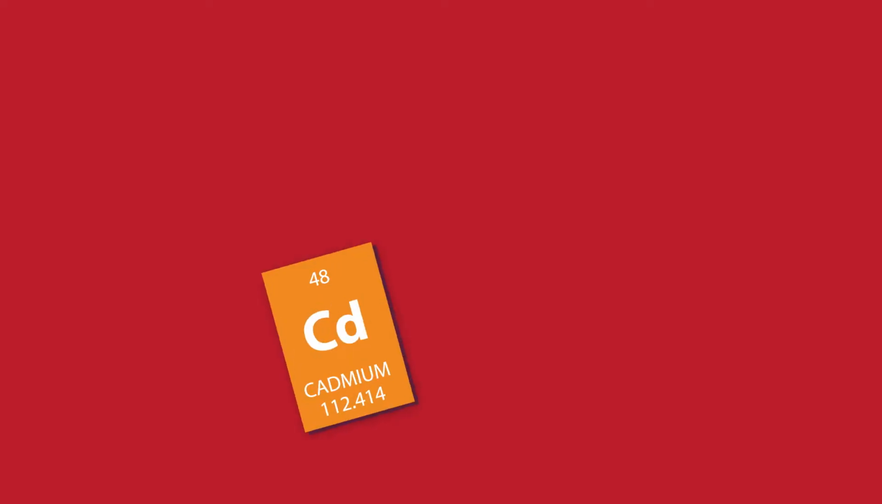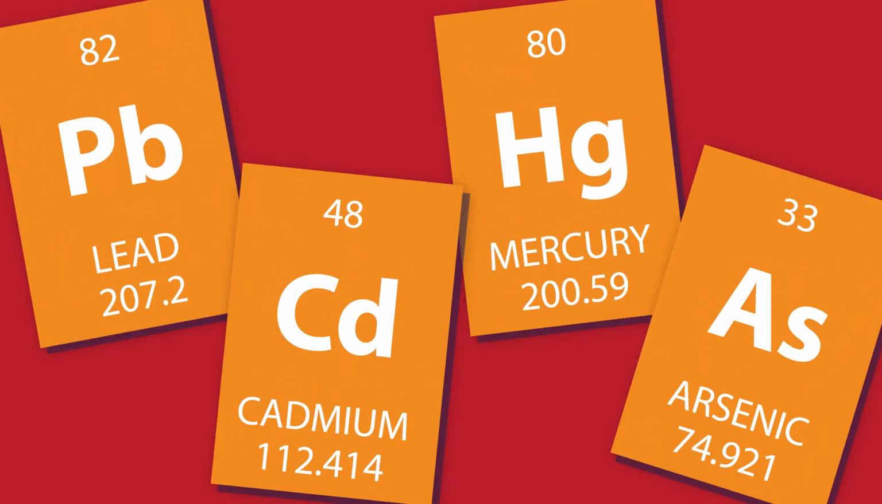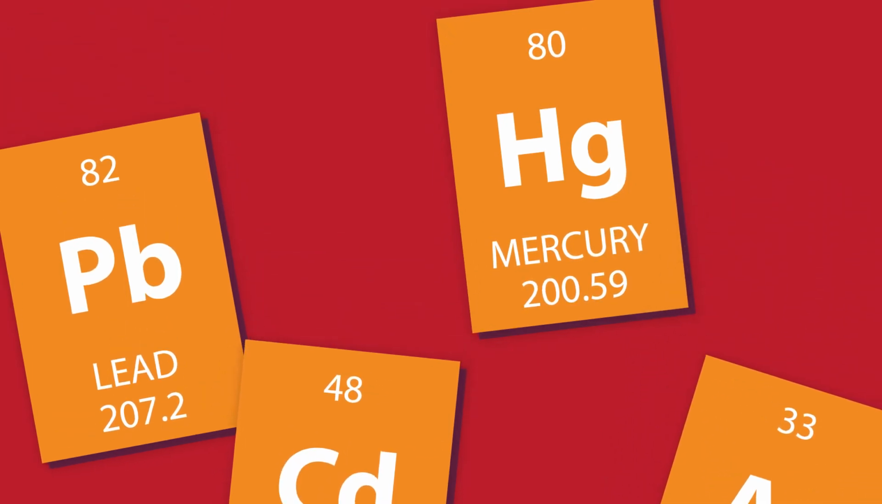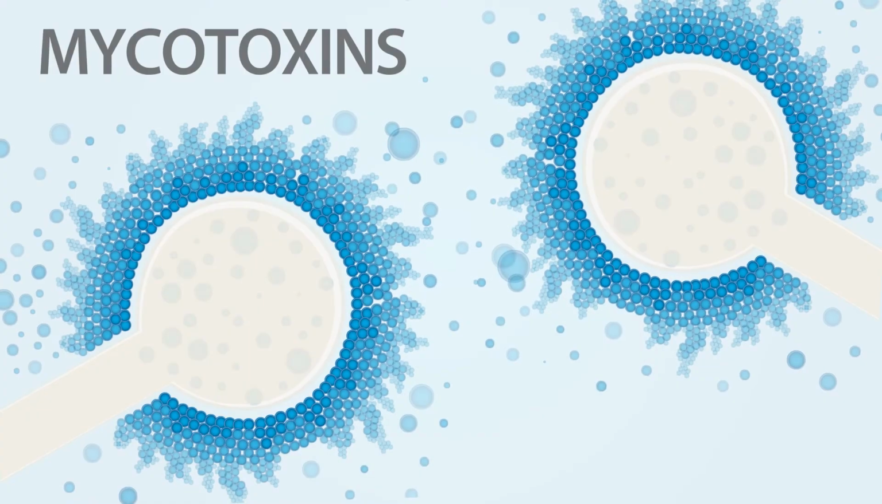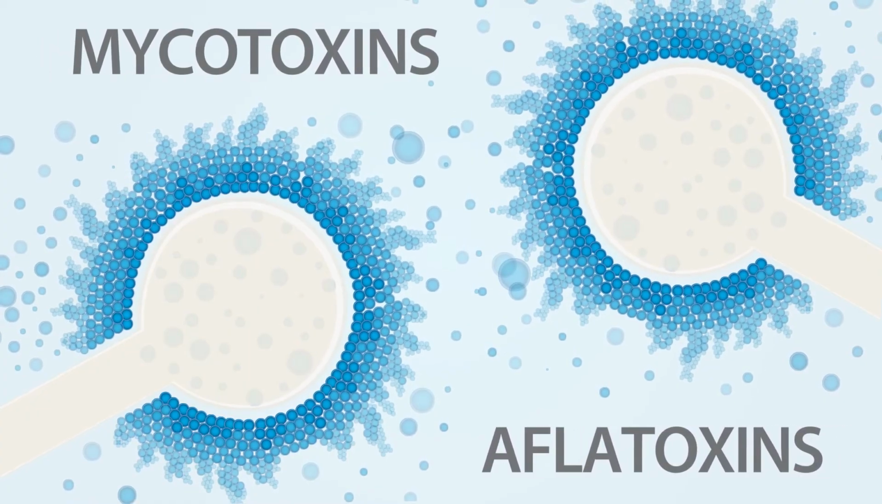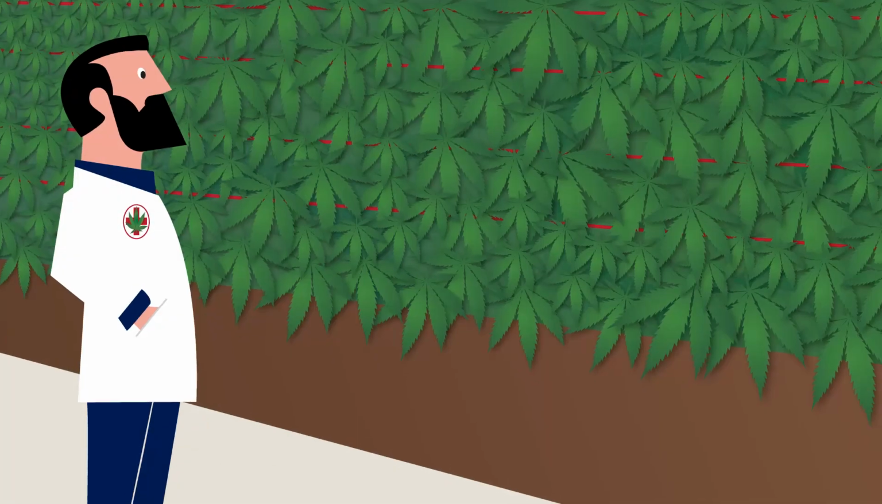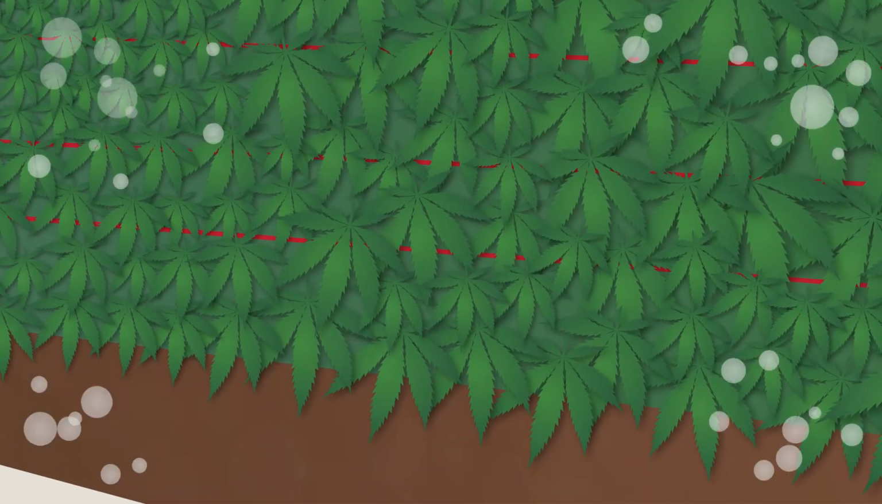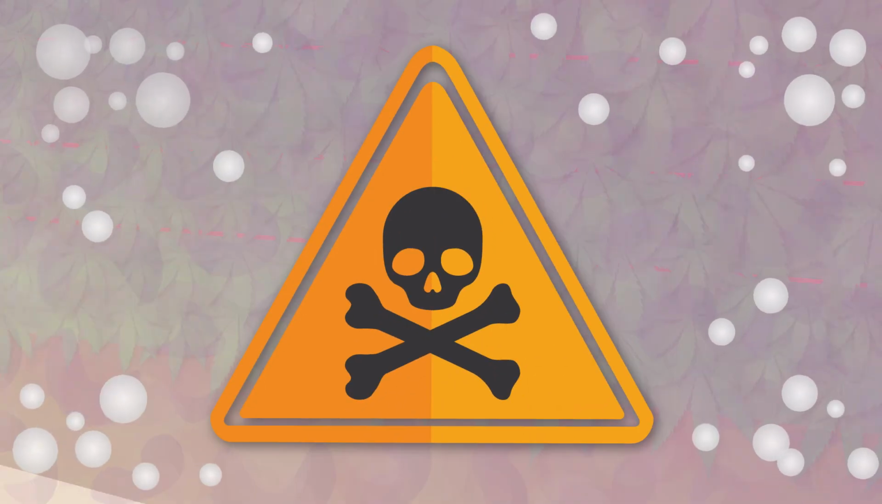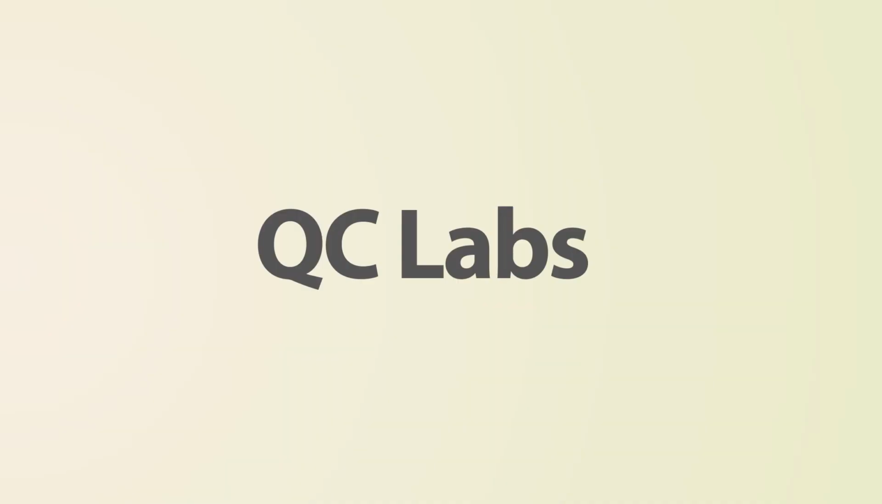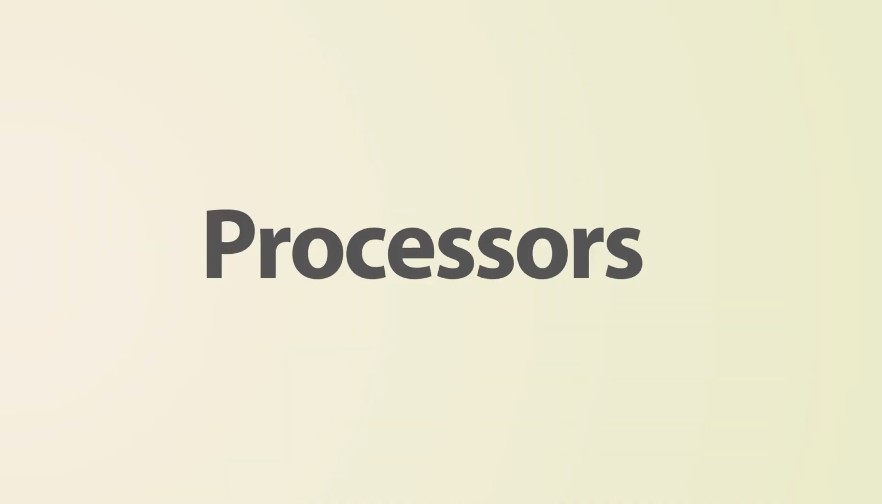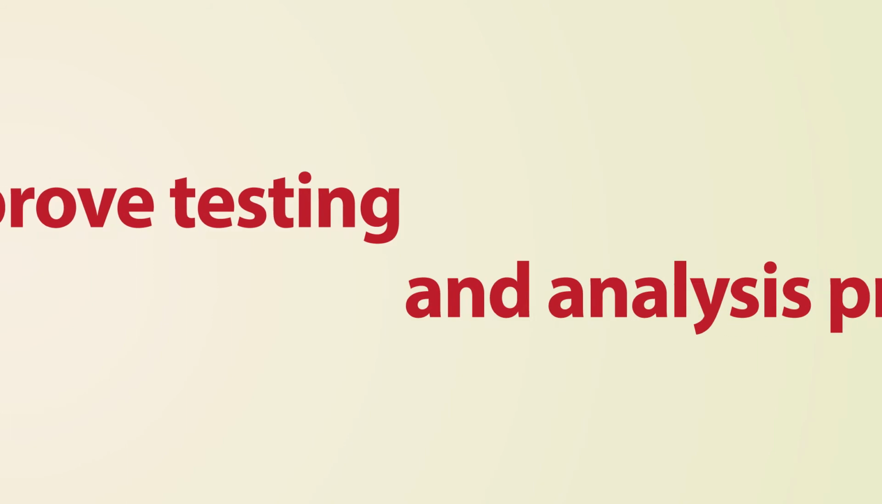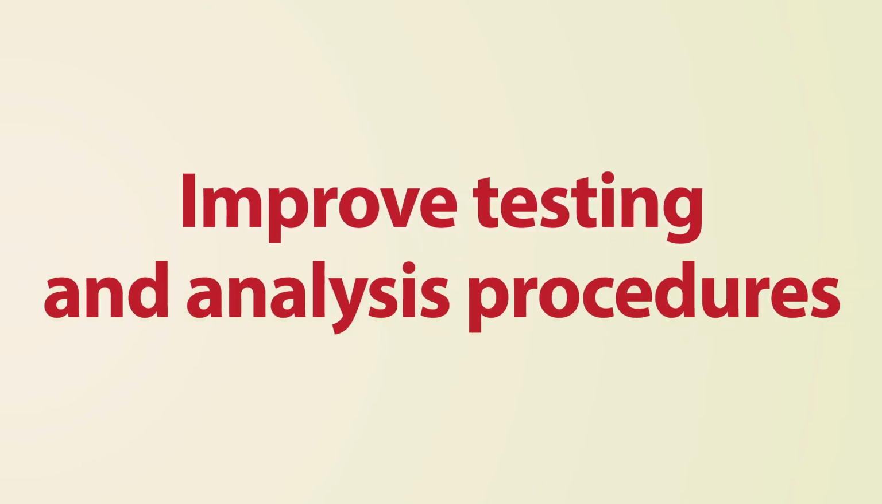In addition to potency profiles, cannabis testing is also used to identify a variety of contaminants, including heavy metals, residual solvents, and pesticides. Microorganisms, mycotoxins, and aflatoxins are a particular concern because the ideal growing conditions for cannabis are also ideal for the growth of harmful bacteria and fungi. But all contaminants can be very dangerous for patients with compromised immune systems.